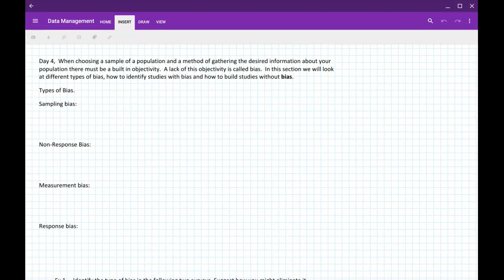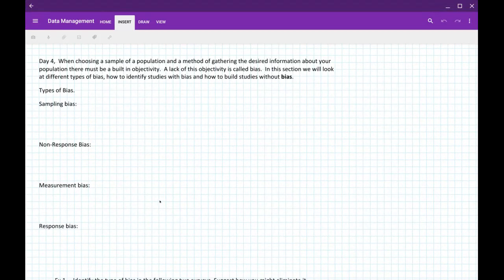Okay, so let's look at the definition here. When choosing a sample of a population and the method for gathering the desired information about your population, there must be what's called objectivity, right? A lack of objectivity is called bias. So, in this section, we're going to look at the different types of bias, how to identify studies with bias, and how to build studies without bias. Okay, so let's begin here.